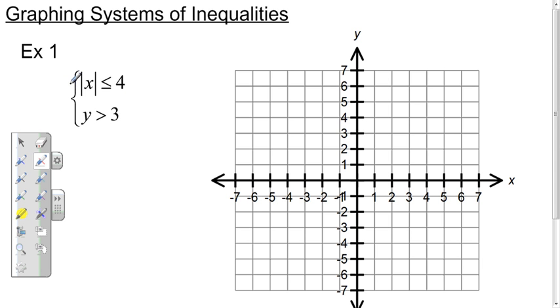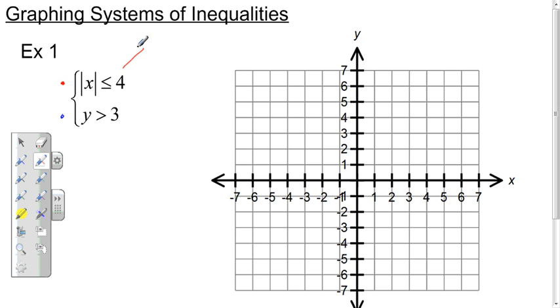I'll do the absolute value of x is less than or equal to 4 in red, and I'll do this second one, y is greater than 3, in blue, and then we'll graph the final answer of the AND statement for the two of them. The one thing that you need to see is that this absolute value inequality here needs to be rewritten as two inequalities. And you can do that one of two ways.